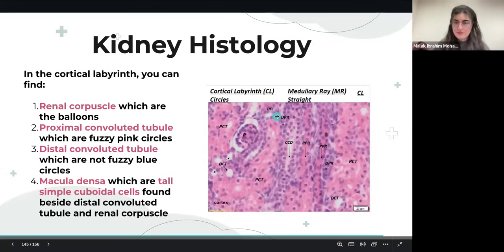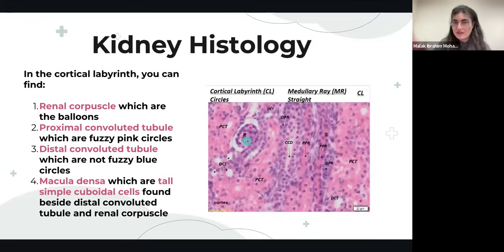Let's just look at the picture from afar first. This is your cortical labyrinth, and this is your medullary ray. But you would see this picture, and you would see the balloon, and then you'd instantly think, okay, we are in the cortex, because I can see the balloons or the renal corpuscles. So this is the cortical labyrinth. You can see that everything is in circles, whereas in the medullary rays, everything is in rays, straight lines over here. They're very straight. Now we're gonna go back to the cortical labyrinth. The cortical labyrinth, as we said, you would see the proximal convoluted tubules.